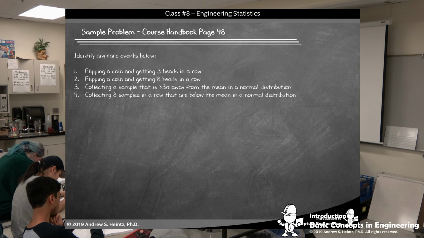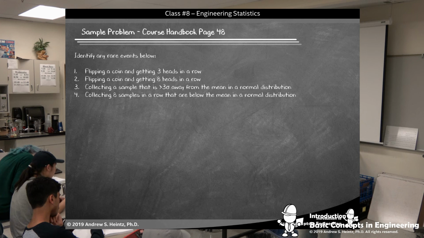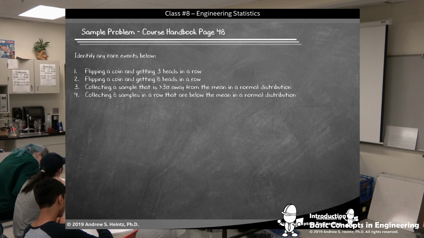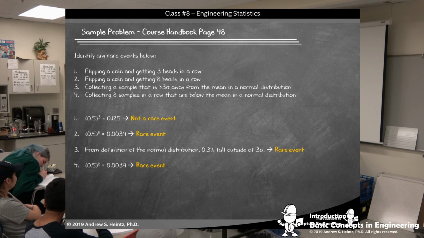Rachel, will you do this one for me? Sure. Number 1? Okay, so you said number 1 is not rare because it's what? 1 out of 8. It's 1 over 8? Yeah, I did 0.5 to the third, which is 0.125. Yes, you're correct, which is 1 over 8.